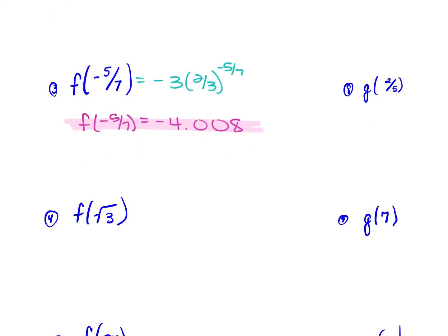For number 4, we have f of the square root of 3. So this is going to equal -3 times 2/3 to the power of the square root of 3. Using your calculator, you get that f of the square root of 3 is -1.486.